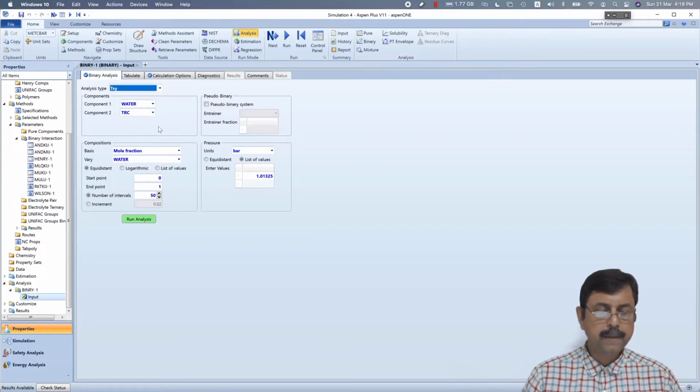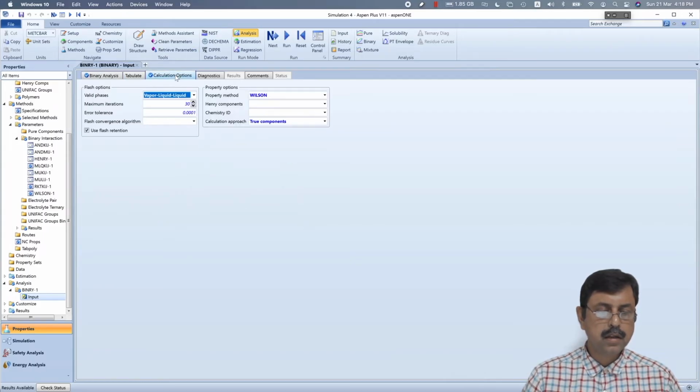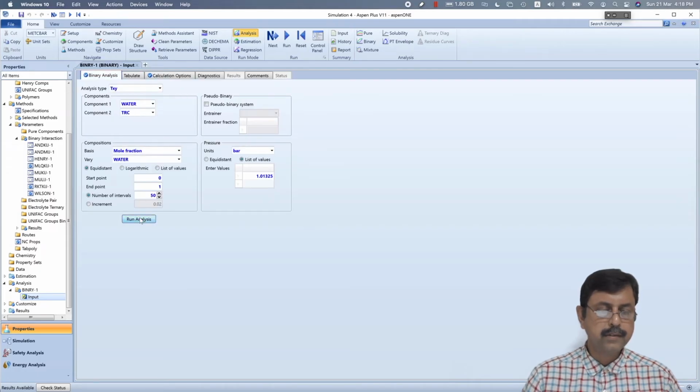Water TRC at 1 atmosphere pressure, Wilson method, run analysis.